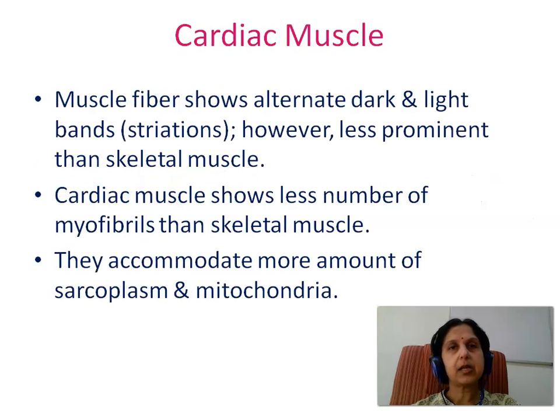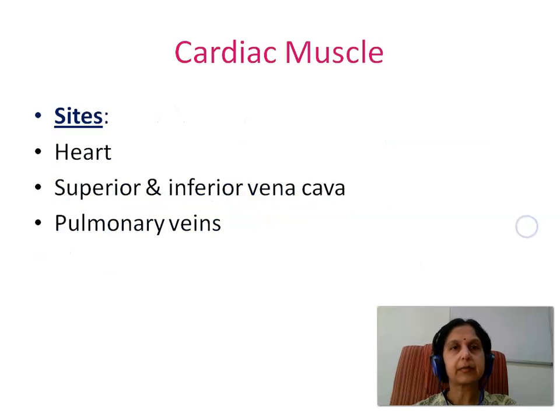The muscle fibers show alternate dark and light bands, that is, they do show cross striations. However, these are less prominent as compared to those that are seen in the skeletal muscle. Cardiac muscle shows less number of myofibrils as compared to the skeletal muscle, and they accommodate more amount of sarcoplasm and mitochondria. The sites where we see cardiac muscle in the body: heart tissue, superior and inferior vena cava and pulmonary veins.